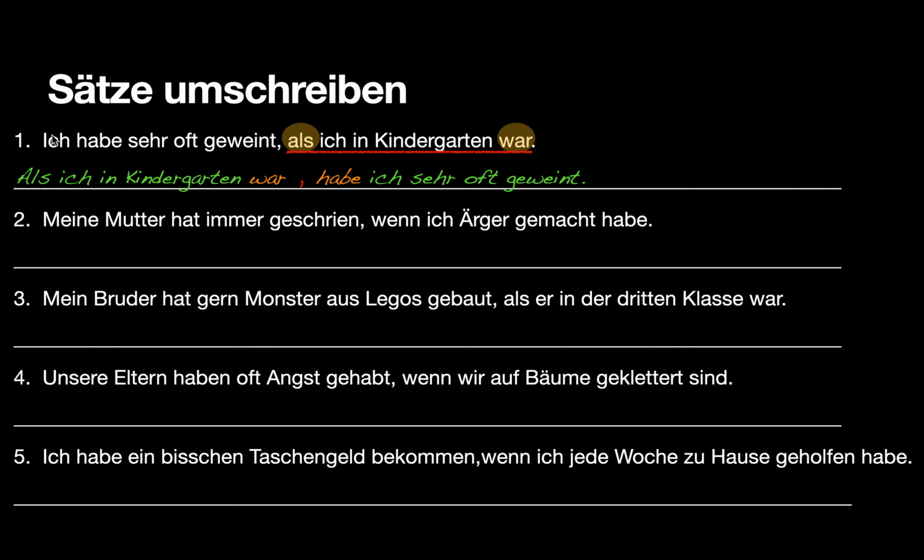I take my main clause here and I invert "ich habe," which would be subject then verb, to "habe ich," so that I have time expression, verb, subject. So I'm rewriting this to "als ich in Kindergarten war, habe ich sehr oft geweint." I like to call these kinds of sentences verb, comma, verb sentences, because you can check if you've done this correctly by checking if there's a conjugated verb, then a comma, then another conjugated verb right in the middle of your sentence.